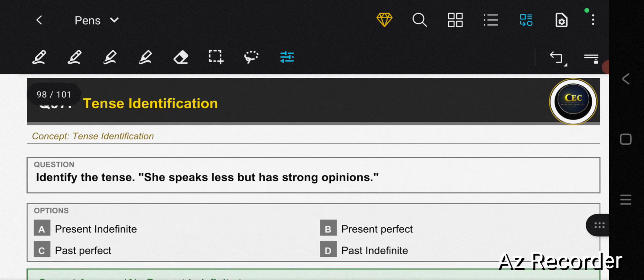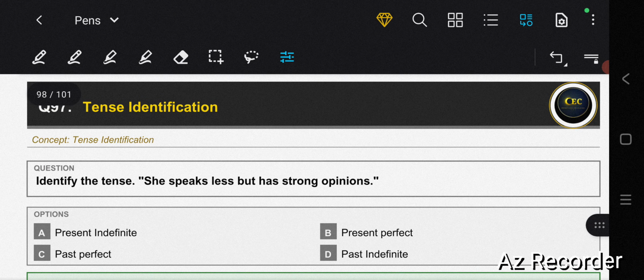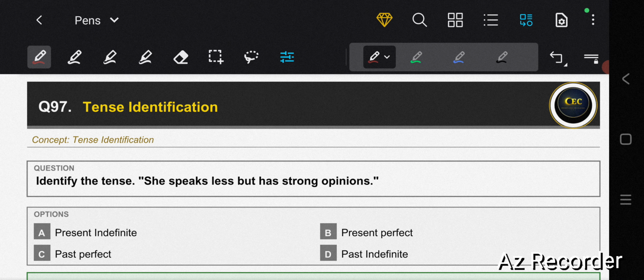Question number 97 we see over here. Identification of tense. Speaks less but has strong opinions. We have to find out the tense of the sentence. Speaks, has, both the verbs are present. Okay. So present indefinite, present perfect, past indefinite, past perfect. There is no such structure. Neither this one is correct, but this one is the correct option, option A for the question, because speaks and has are both in present indefinite form.